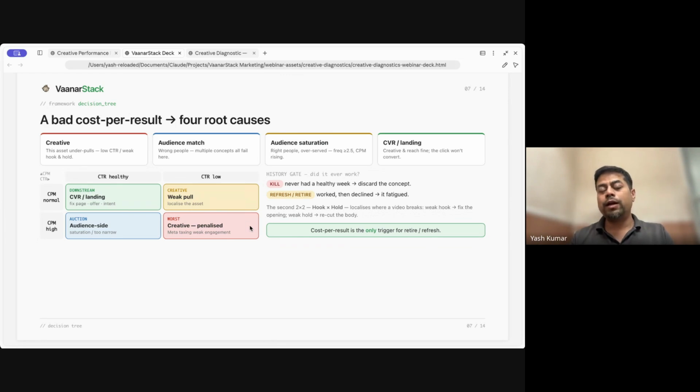Now, the reason I'm going through these in detail is because ultimately Claude or any other AI agent will do what you define as a framework.